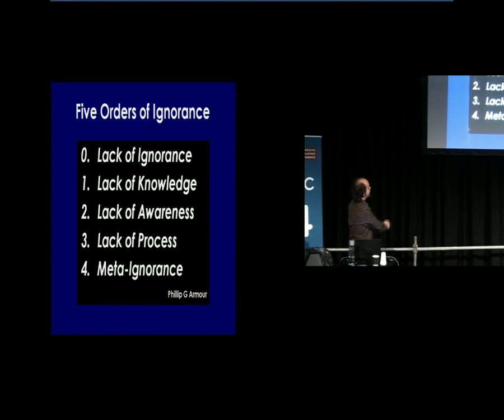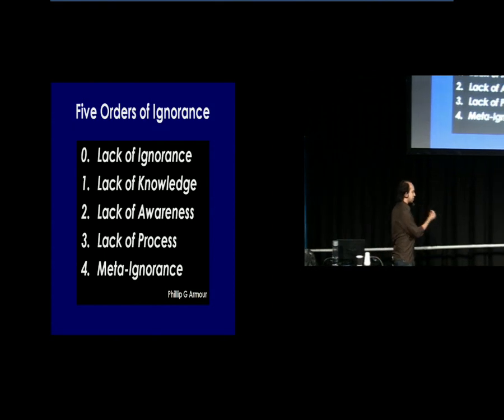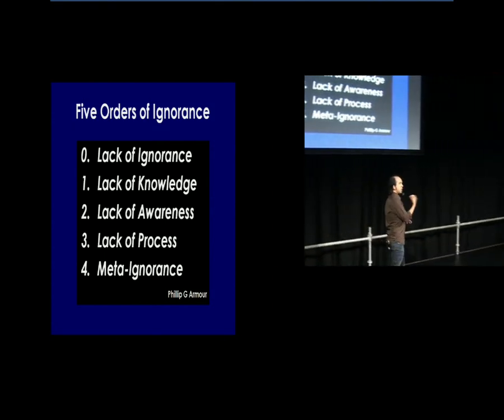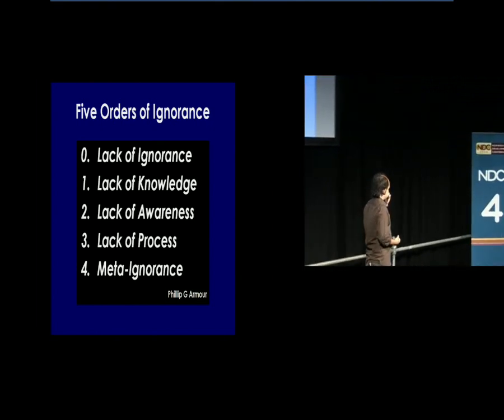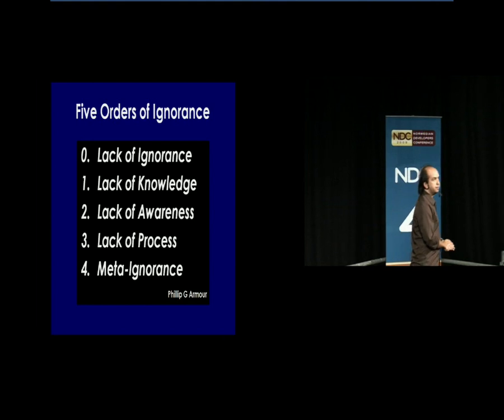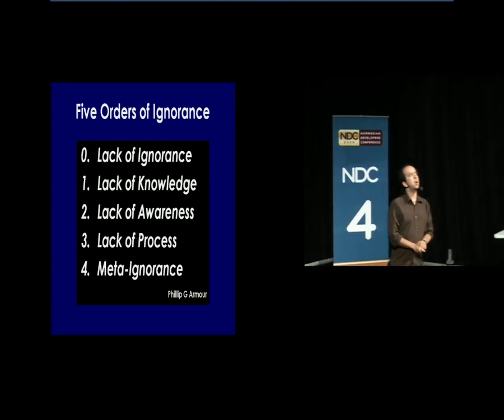And then we have level four, or order four, meta-ignorance. Meta-ignorance is you don't know about the five orders of ignorance, but now you can cross that one off. But this idea is a very useful one when you're looking at something, a design decision, or testing something. How do I know how to test this? One of the classic ones when it comes to testing is, if we look at testing from a defects point of view, how do you know you don't have any bugs in your system?